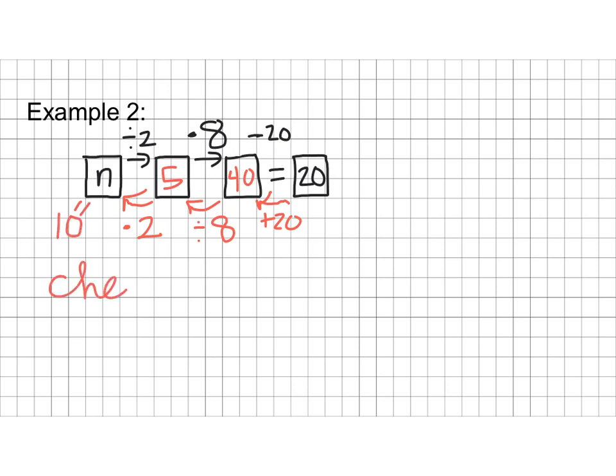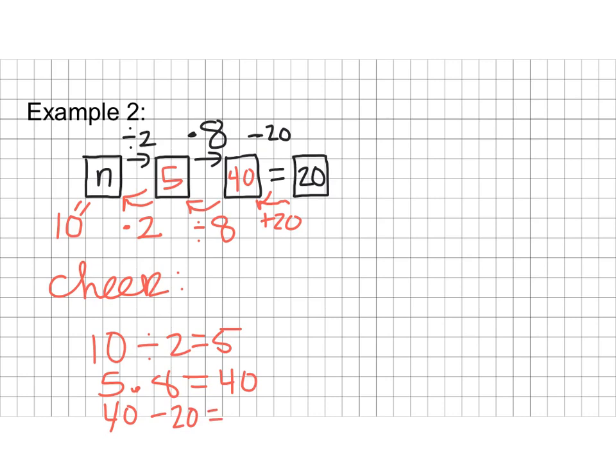Then I will check my work by doing the original steps. 10 divided by 2 equals 5. 5 times 8 equals 40. 40 minus 20 equals 20. I got it. n equals 10. Let's do it again.